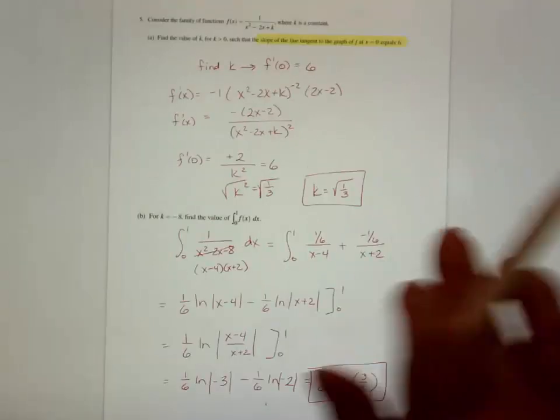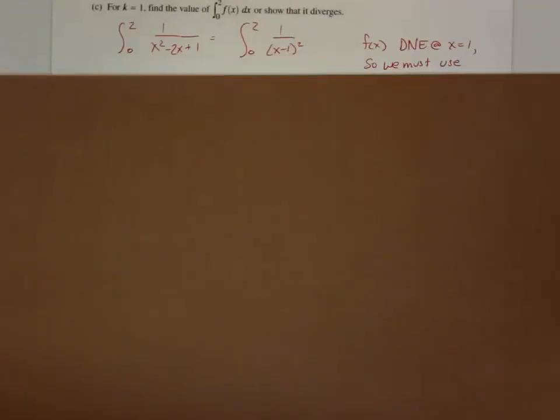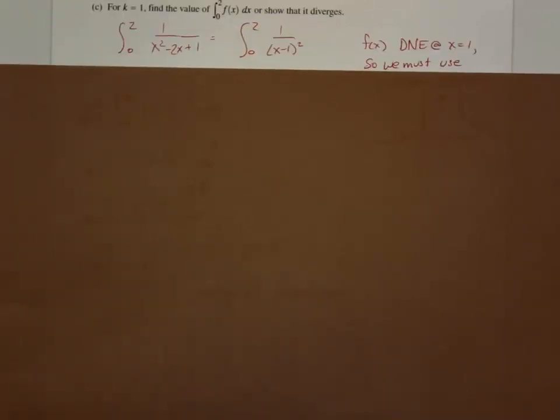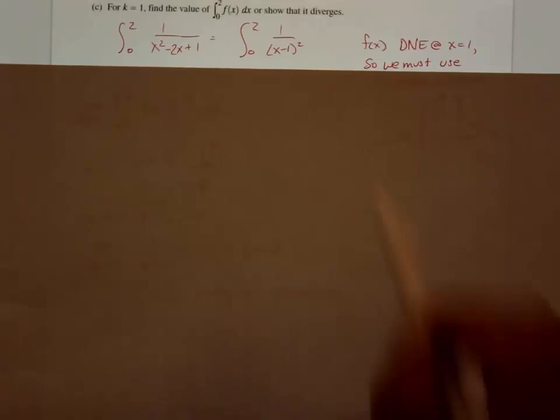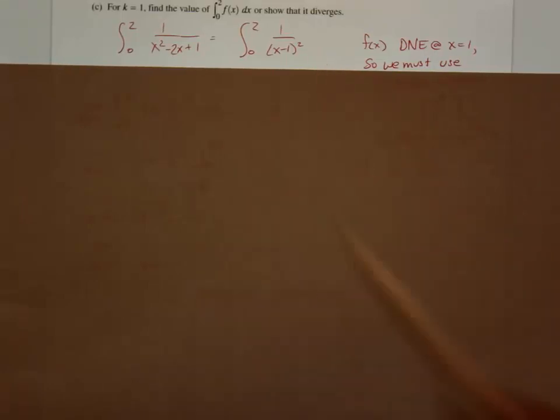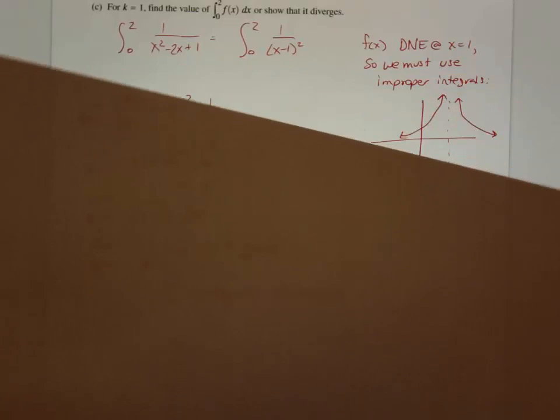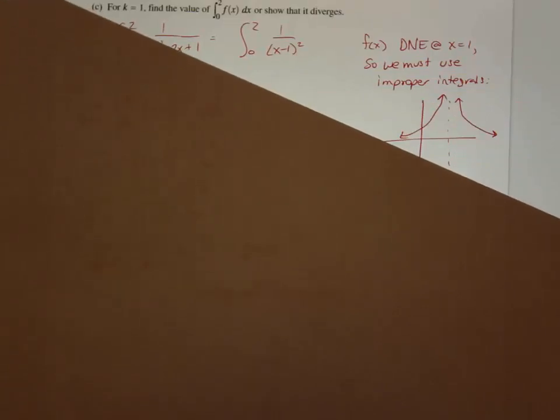For part C, for k equals 1, find the value of the integral from 0 to 2 of f of x dx, or show that it diverges. So that means it's probably going to be an improper integral. When you plug in 1, you get x minus 1, the quantity squared, which means the graph does not exist at 1 and the interval goes from 0 to 2. So that means that at 1 we've got a problem. I've got a picture of the graph right here. Since f of x does not exist at x equals 1, you've got to use an improper integral.